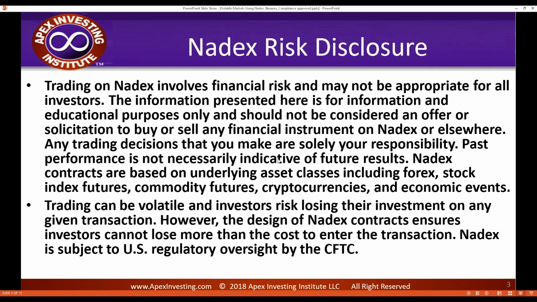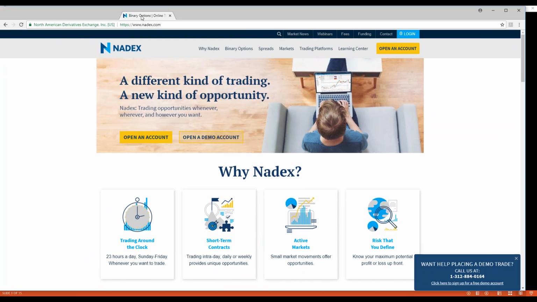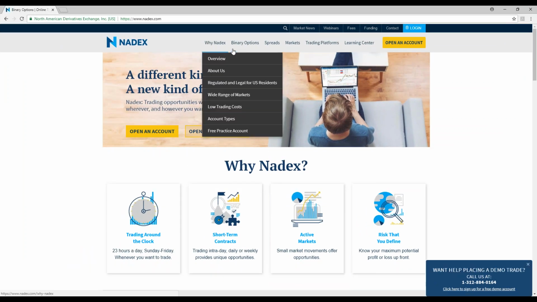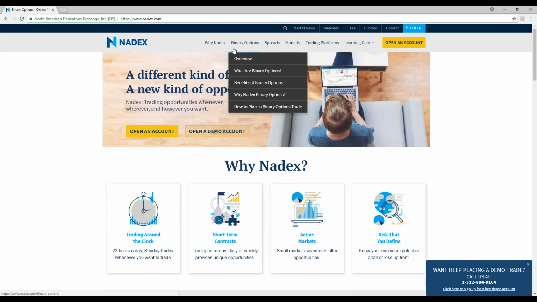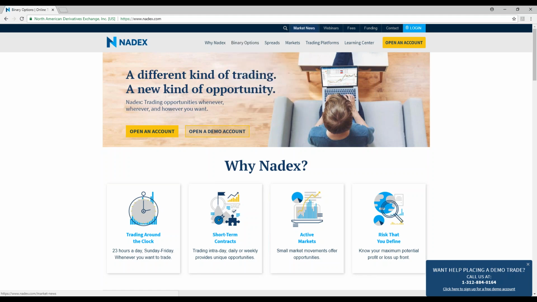If you are brand new to Nadex, make sure to hop on over to nadex.com. A couple of key things you need to know: up in these top tabs, Nadex offers two different products, binary options and spread options. You can go to these two tabs to get some information about that. You can also go to market news to see what's going on with the markets, which might help you formulate some trading ideas.